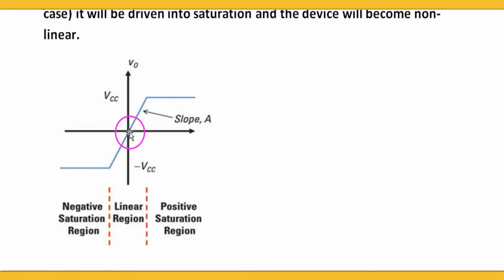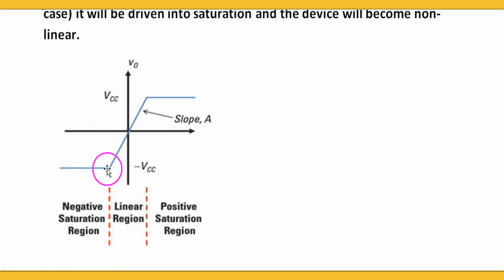Like shown here, as you increase the input up to this value, the output increases linearly and the gain is effective. But if the input reaches this value or more, the output becomes constant, equal to VCC. The output will not increase further. The output will reach its saturation value.